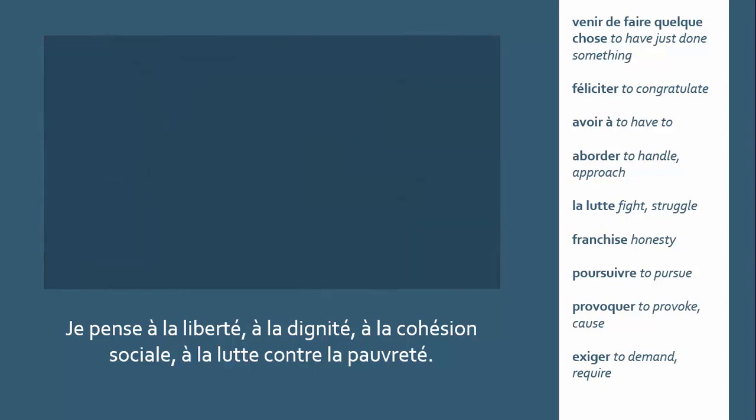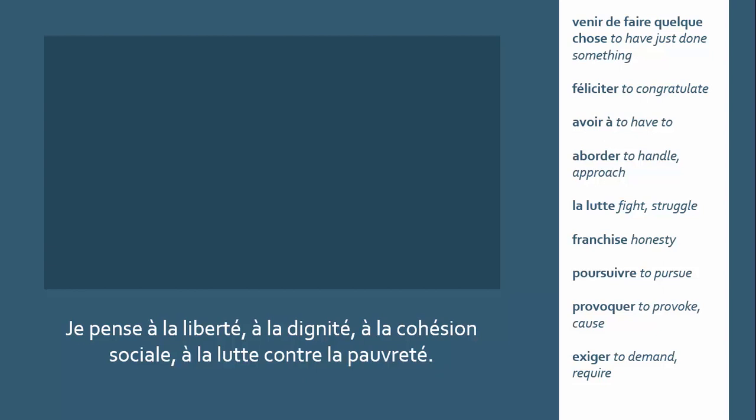And finally, he says, je pense à la liberté, à la dignité, à la cohésion sociale, à la lutte contre la pauvreté. These are words that French politicians use all the time. Je pense à, I'm thinking about, la liberté, freedom, à la dignité, dignity, à la cohésion sociale, social cohesion, et la lutte contre la pauvreté. So la lutte, we know, is the fight, the struggle, contre la pauvreté, against poverty.